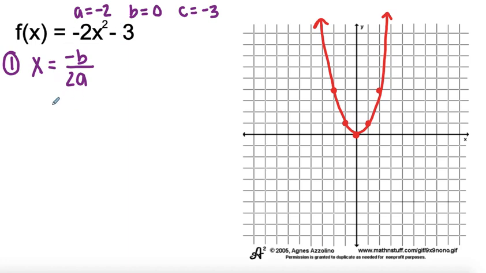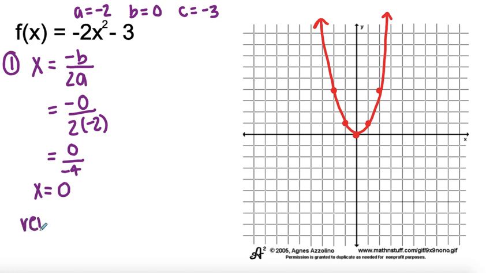So plugging those into here, I have negative 0 since my b is 0, over 2 times a, well a is just negative 2. So I have 0 over 2 times negative 2, which is negative 4. And then 0 divided by negative 4 is 0. So I know my vertex, that first coordinate is going to be 0.